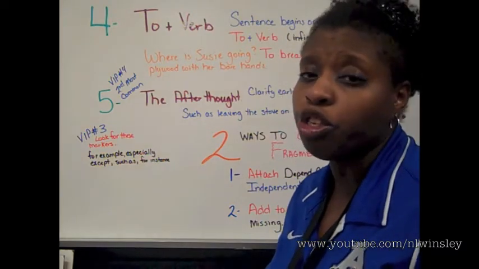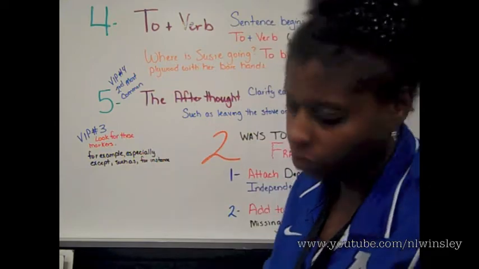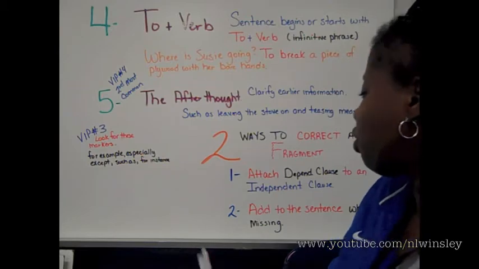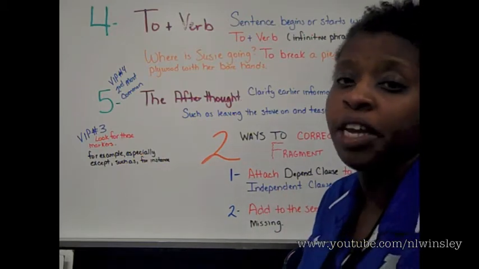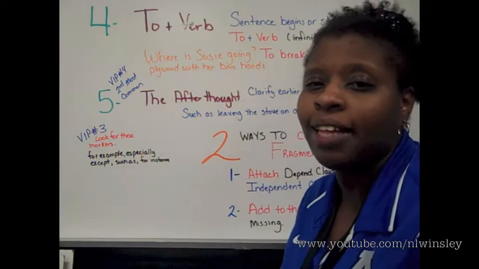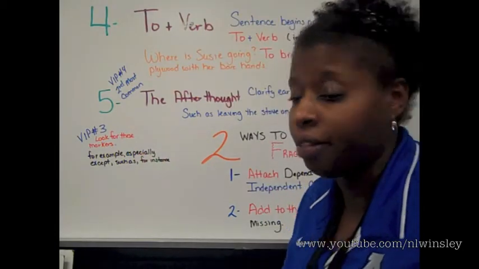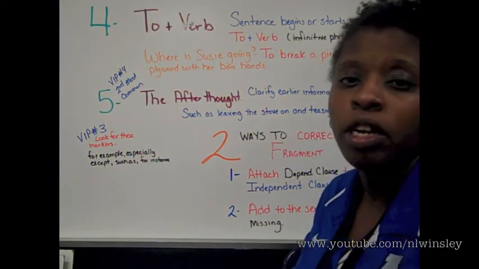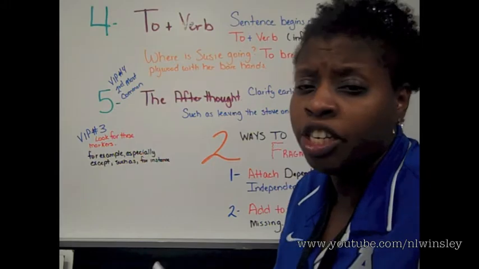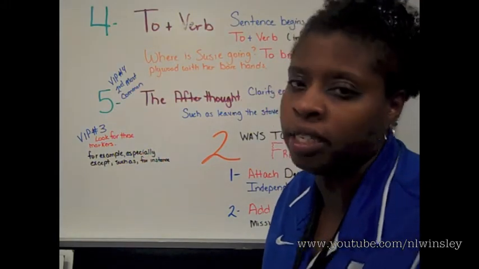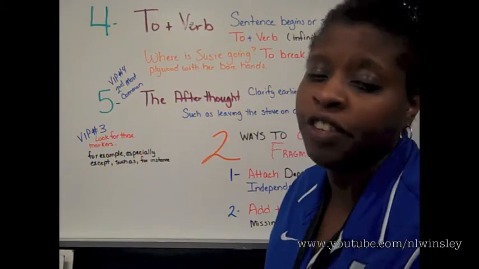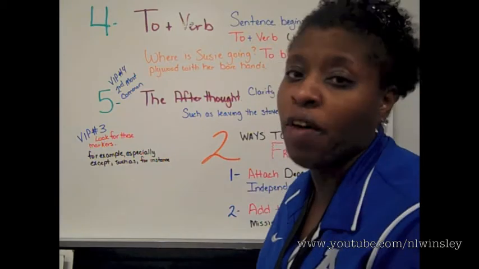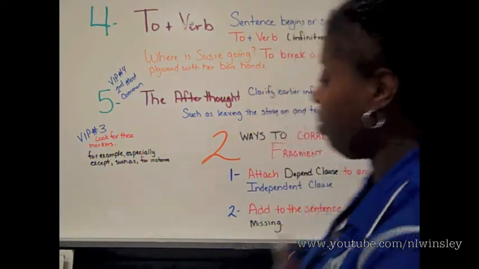Now, there are just two ways to correct a fragment. The first way is to attach the dependent clause to an independent clause, or take the subordinate conjunction off altogether. The second way to fix a fragment is to add to the sentence what's missing. So if it's missing a subject and it just has a verb or an ing verb, add a subject. If it's just a sentence that's just talking about the who of the sentence, i.e. the subject, then you add the action, aka the verb.